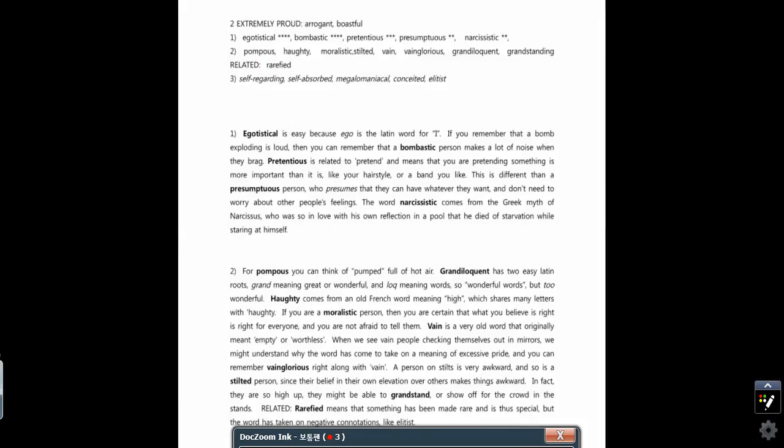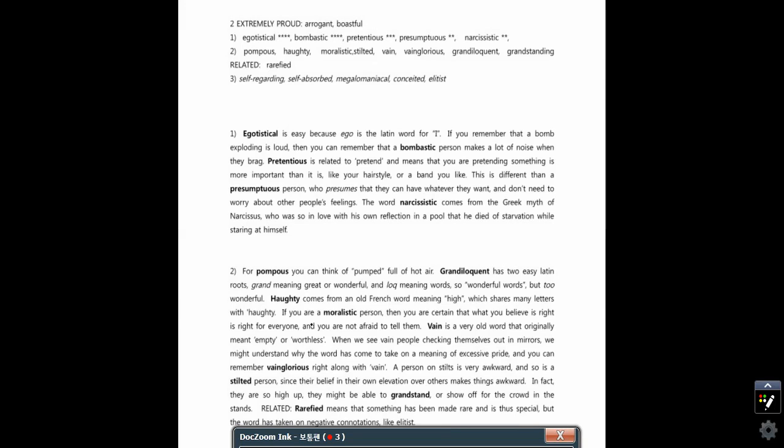And here we have an example of a family that's actually quite large. And so it's extremely important that you learn it properly, because these kind of words show up often in the sentence completion questions because they're strongly connotated as positive or negative. So, in the extremely proud family, we have arrogant and boastful as words that you should probably already know. And in level 1, we have egotistical, bombastic, pretentious, presumptuous, and narcissistic.